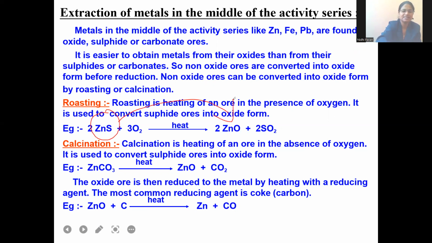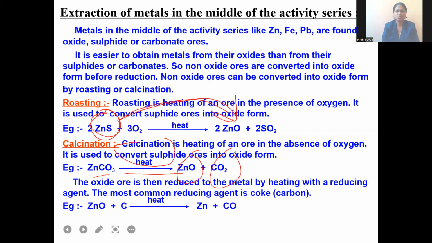Here we have zinc sulfide. This is converted into oxide by roasting, that is heating the ore at a high temperature. Then calcination. What is it? It is heating an ore in the absence of oxygen, and it is used to convert ores into oxide form. So here you can see zinc carbonate. When it is heated, we will get zinc oxide and carbon dioxide.